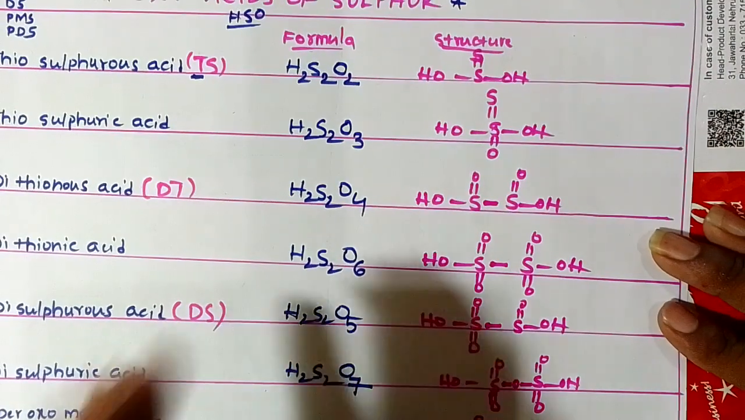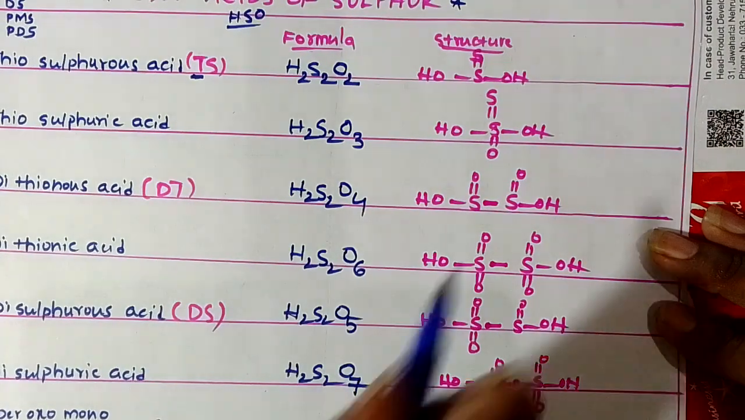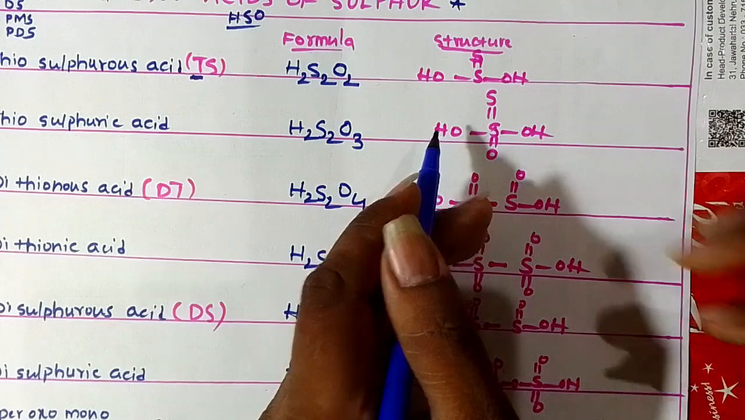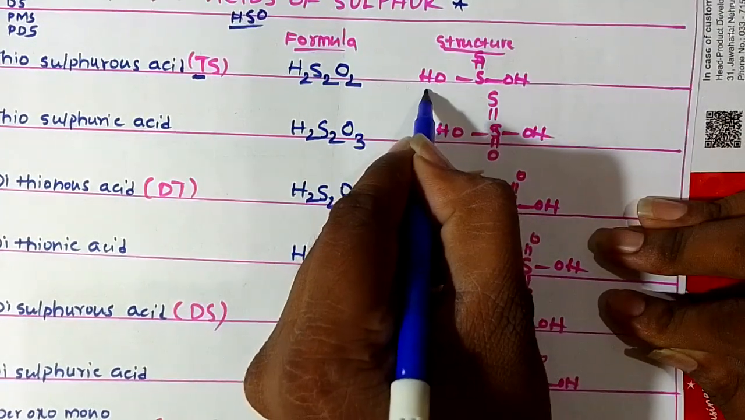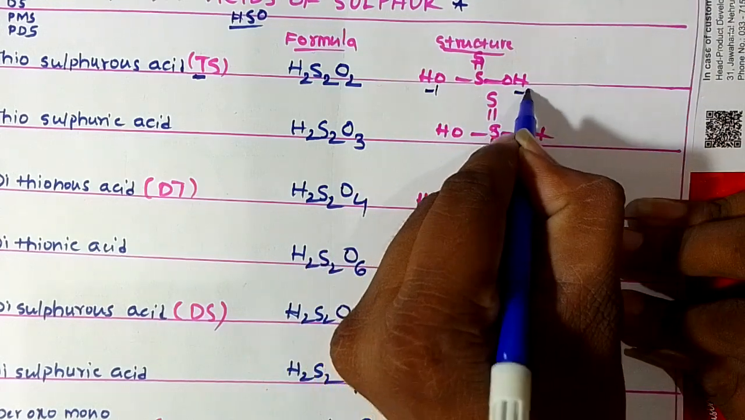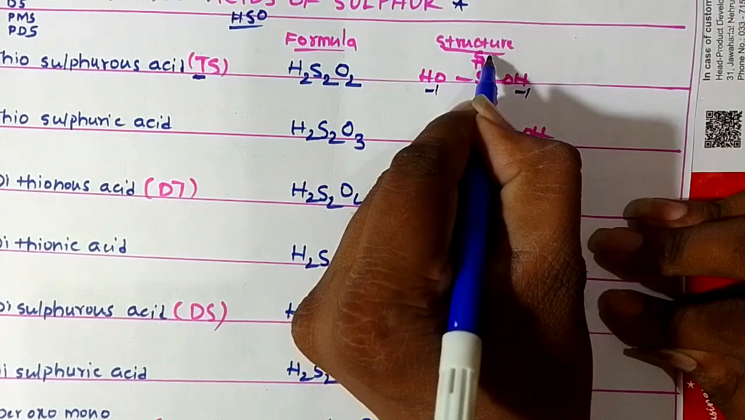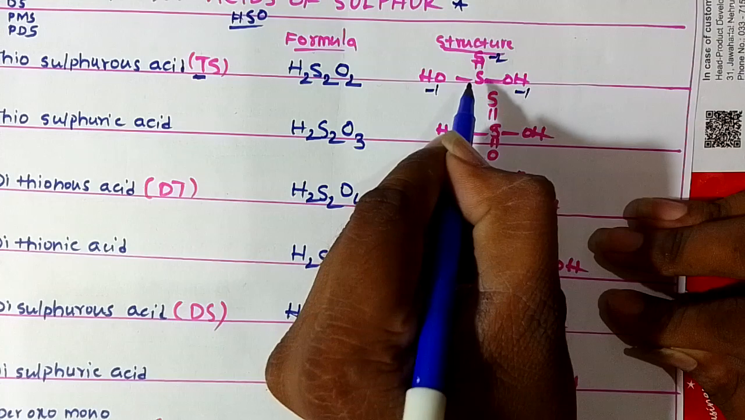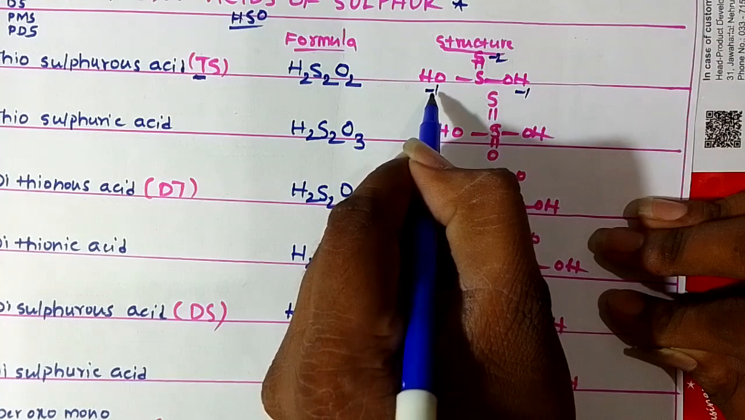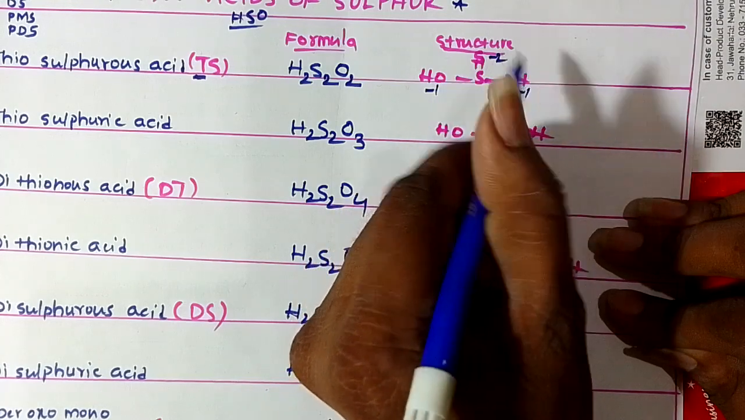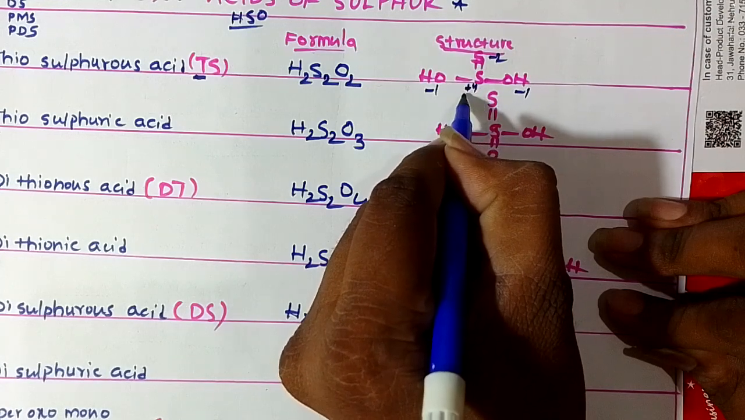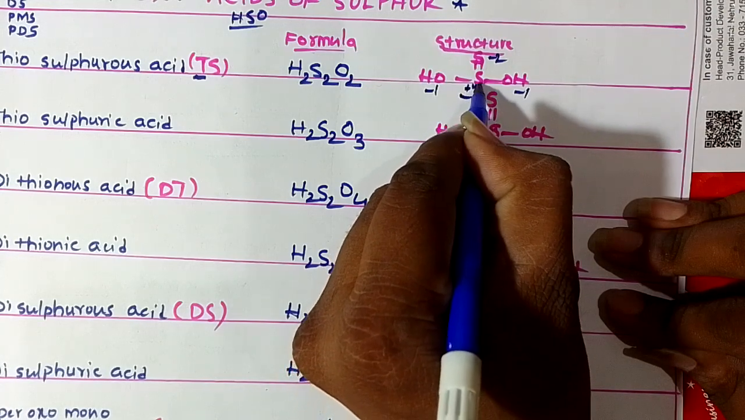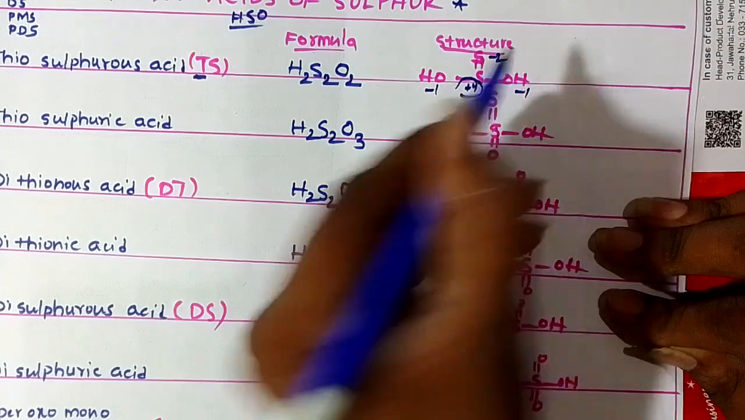Now coming to the oxidation state of sulfur. We have to find out the oxidation state of sulfur. Hydroxide is always -1. The double bond sulfide is -2, and the total is -1, -3, -4. Total is -4. So the oxidation state is +4. The oxidation state of the central sulfur atom is +4, and the terminal sulfur is -2.